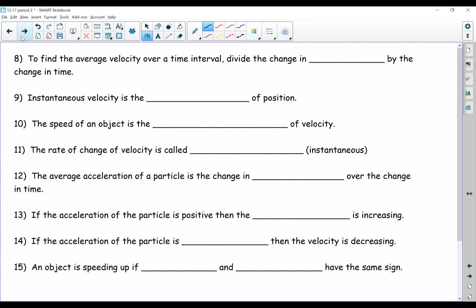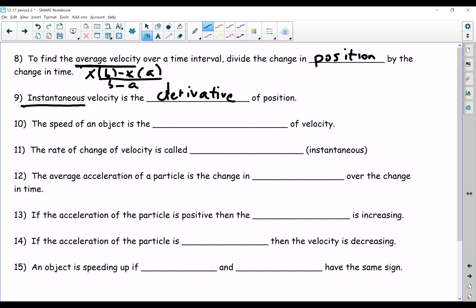To find the average velocity over a time interval, now this is really important, team. The average velocity is saying what is the average rate of position. So we're going to divide the change in position by the change in time. It is not the change in velocity over time. It is the change in position over time. So that would just be x of b minus x of a over b minus a. Instantaneous velocity is the derivative of position.